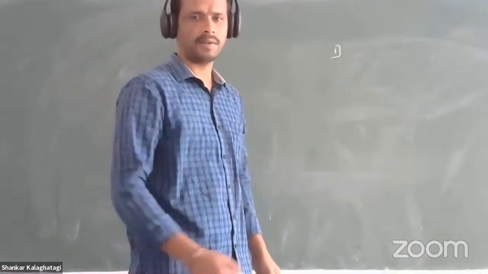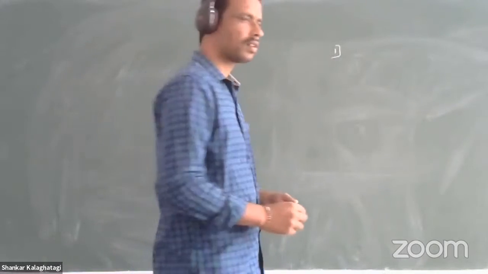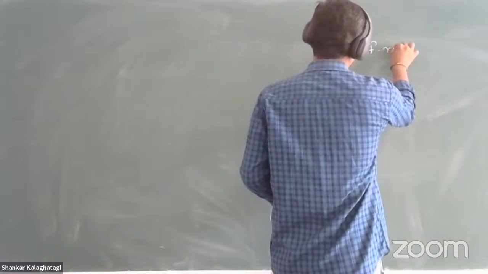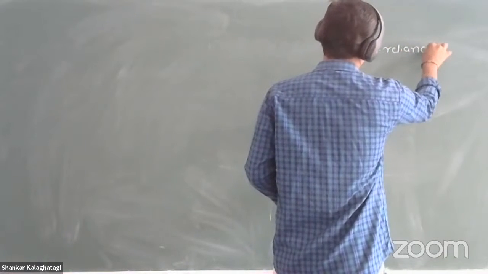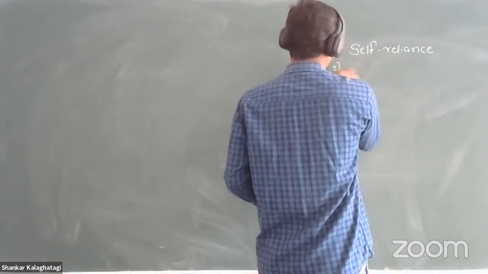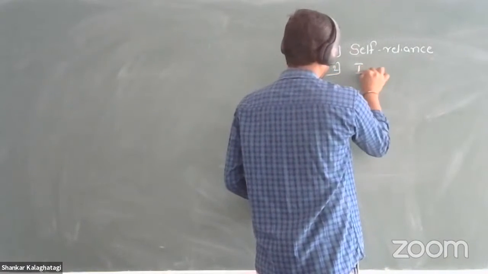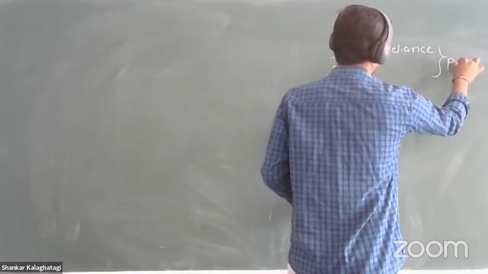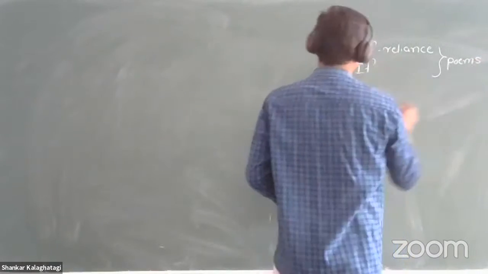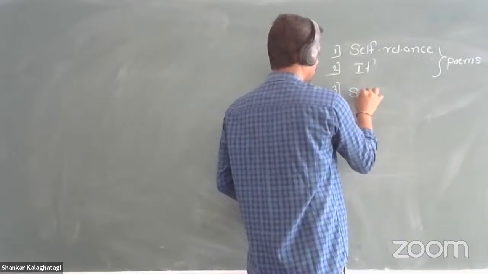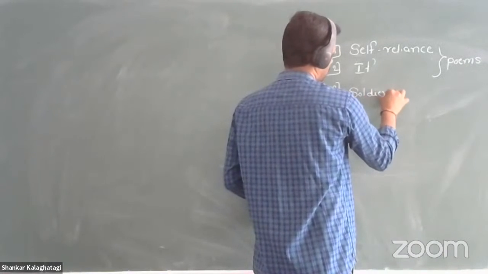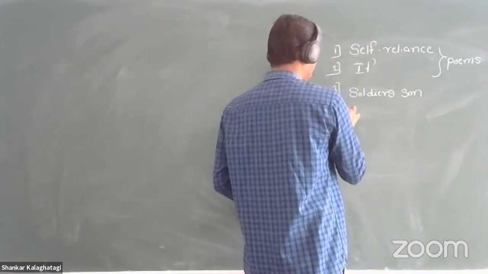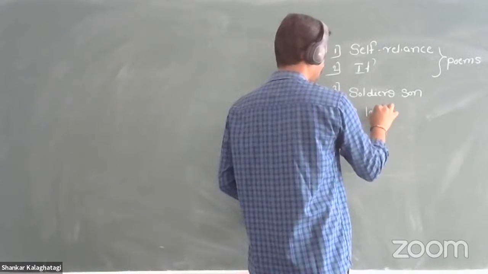First, self-reliance, sir. Okay, self-reliance. Next, if, sir. These are poems, sir. Okay, poems. Next, a soldier's son. Okay. Soldier's son. Okay. A letter from a mother.